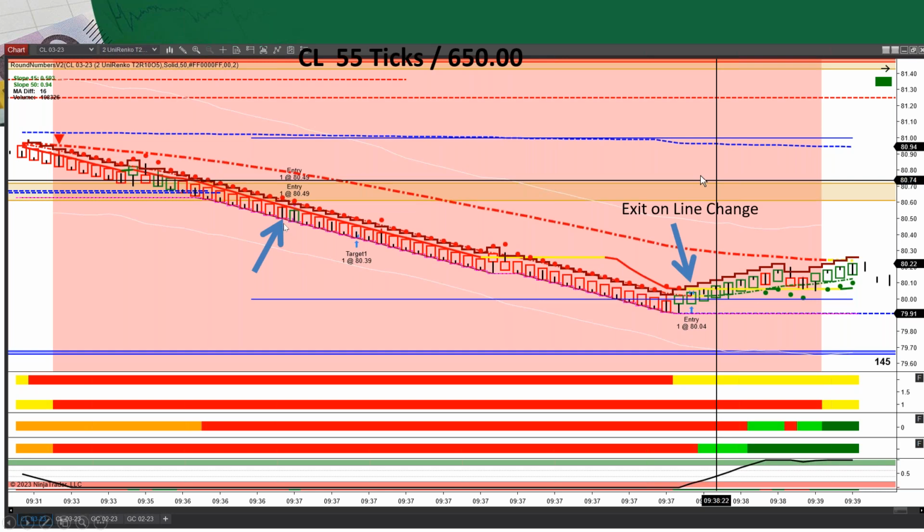I placed my order as it's pulling back. I got filled, and we rode this all the way down for $650. That's 55 ticks. The first contract is 10 ticks. So that's 550 plus 100.